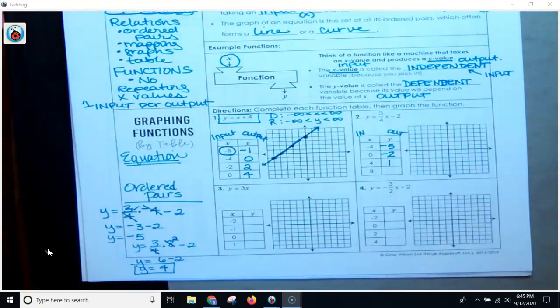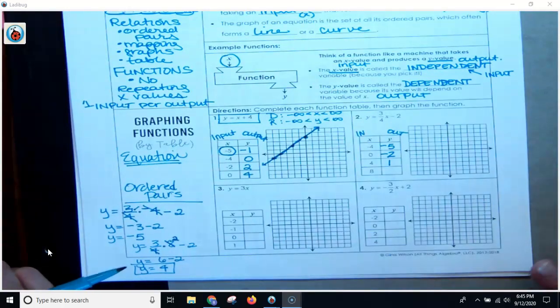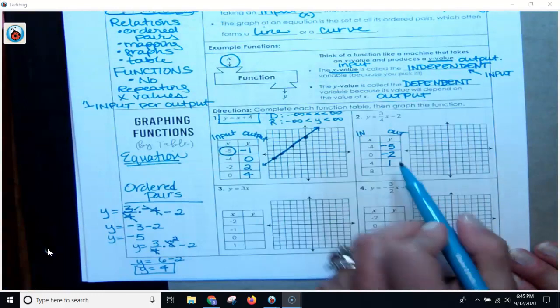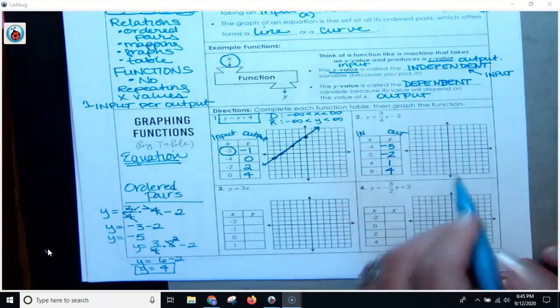I don't know if you guys are learning how to do these simplification of fractions. I hope you did. I hope you learned that. If you didn't and you want more practice on that, let me know.